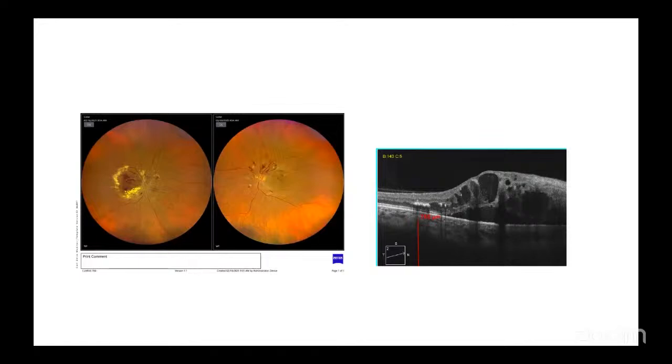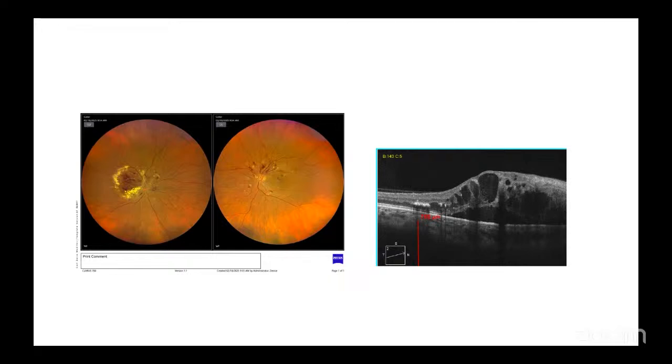So I said that this is a diabetic patient. So the diagnosis, as you said, is non-proliferative diabetic retinopathy with exudative maculopathy in the right eye. So can you elaborate on the management of this patient?